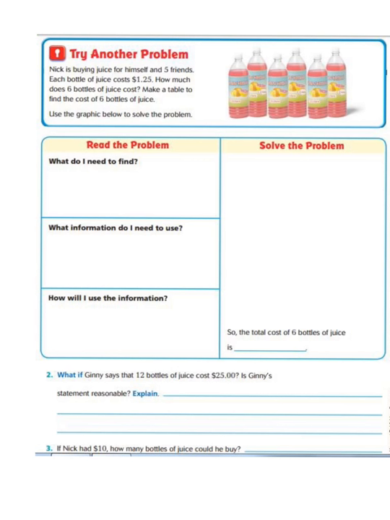Now, another problem. It says Nick is buying juice for himself and 5 friends. Now keep in mind, these type of problems always get you. It says Nick is buying juice for himself and means to add. So himself is 1 plus 5 friends equals 6 people altogether that he is buying juice for. Each bottle of juice costs $1.25. How much does 6 bottles of juice cost? Make a table to find the cost of 6 bottles of juice. And we could use the graphic to solve the problem.